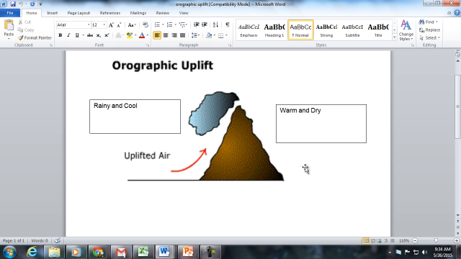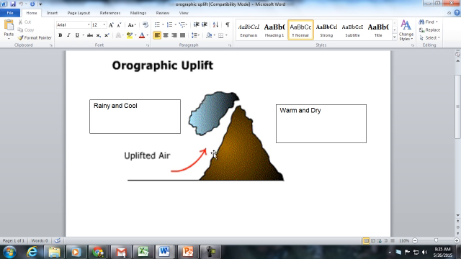On the other side of the mountain, it is warm and dry. And that is because all this rain has dropped here, and by the time it moves over to the other side of the mountain, we have warm, dry air. Okay? So when warm air collides with the mountain, it uplifts and it's cooled, and then it condenses, and this is the windward side of the mountain.